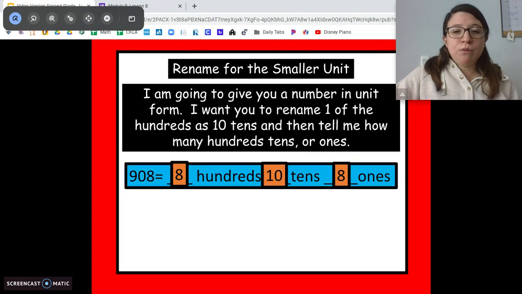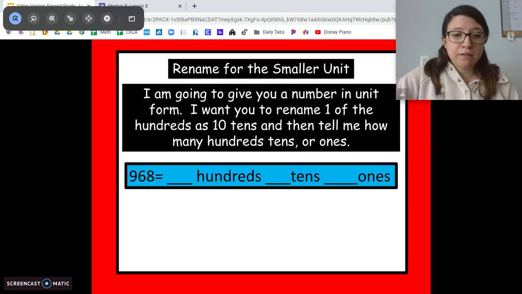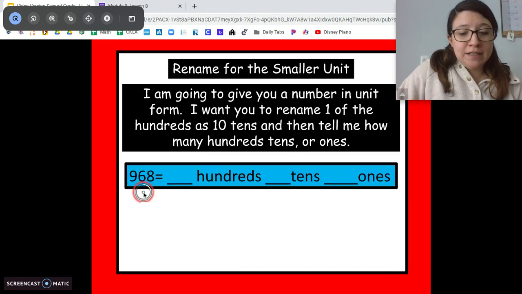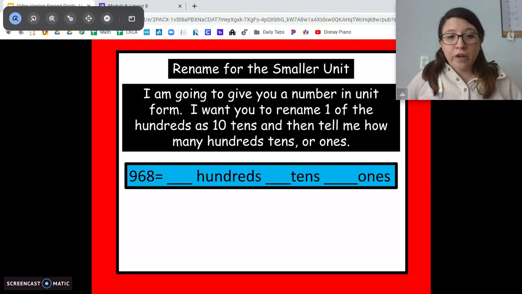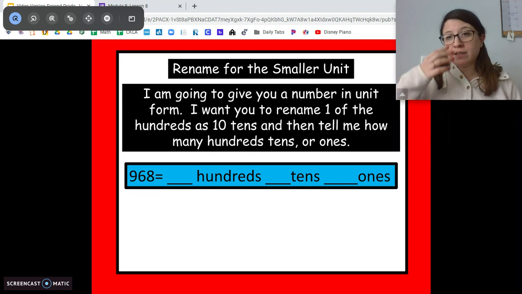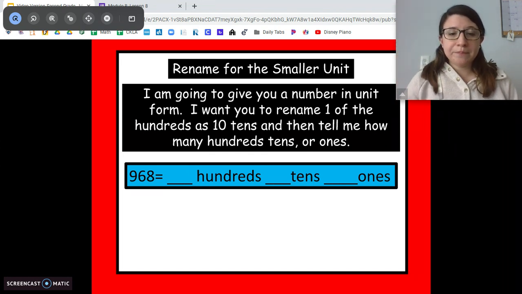All right, use what you know here to help you with this one. Just be careful with your tens place. This one, we didn't have to add in any extra tens. Make sure you look at your tens place for this one. Tell me how many hundreds, how many tens if we pull those 10 tens out, and then how many ones.